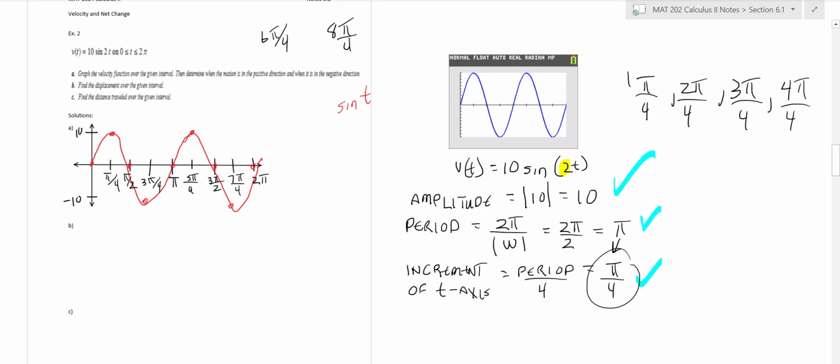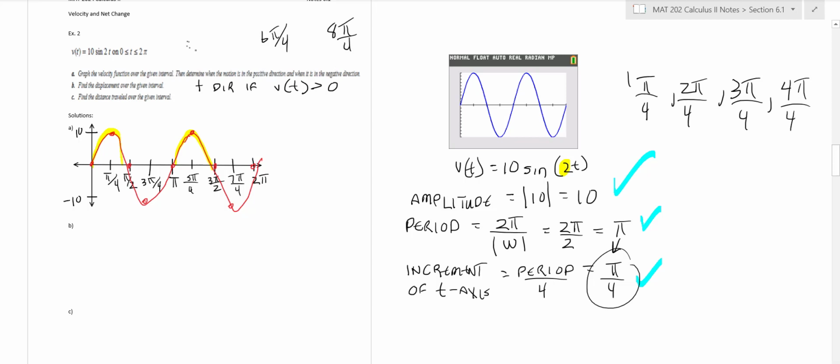What we're going to do with this then is figure out when the motion is in the positive direction and when it's in the negative direction. What you have to remember is positive direction is when the velocity is positive. It has to be strictly greater than 0. So where does that happen? The velocity has positive values when you're above the t-axis.